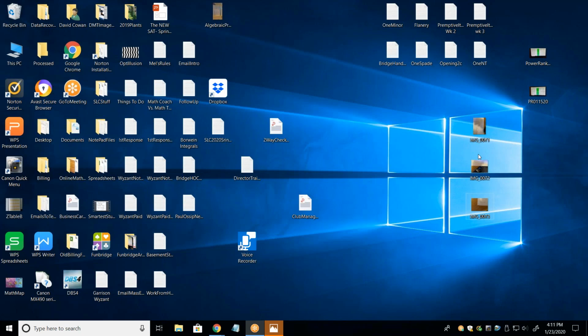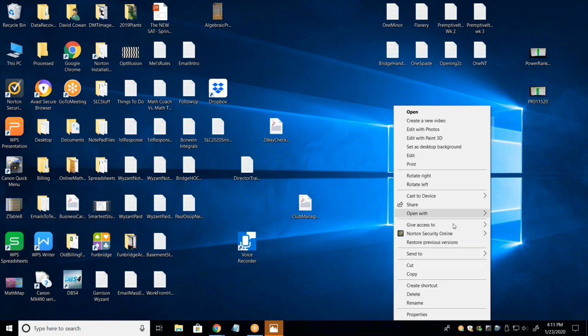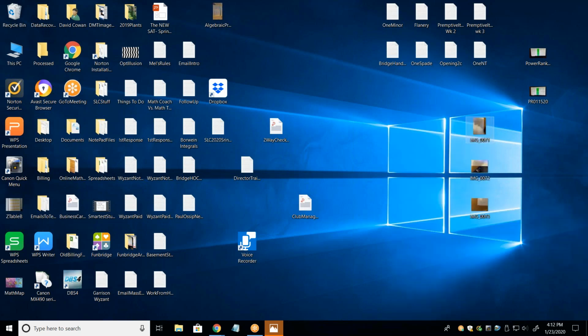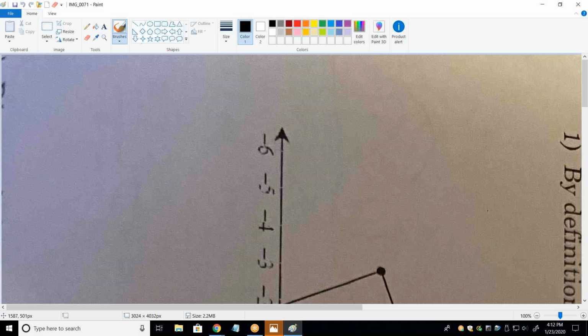All right, let's open that first. The 71 is the start. 73 is the end. Yes. Okay. Open it with Paint, which will allow me to rotate it if I need to. All right, so I need to rotate that 90 degrees left.